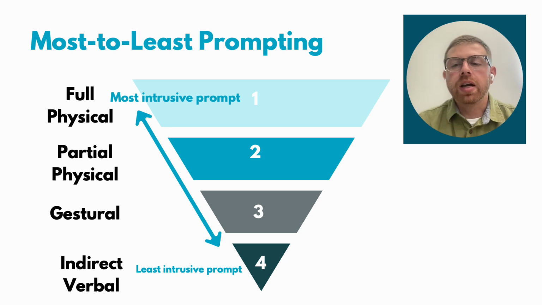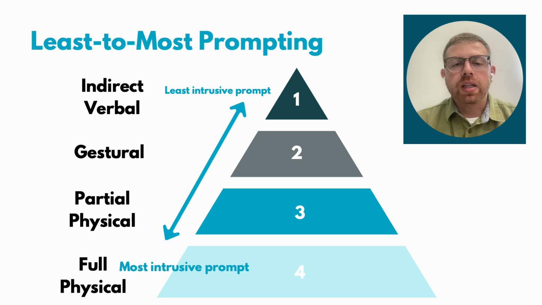So from there, this would be a strategy that we might use when we want to minimize the likelihood of, or minimize the opportunity for, errors. As soon as the target stimulus, the target antecedent, is given, you would go straight to a full physical to minimize the likelihood of an error happening, and then across time you would try to fade the intrusiveness of your prompts from a full physical to a partial physical to a gestural to perhaps an indirect verbal.